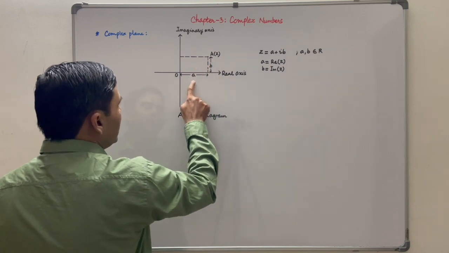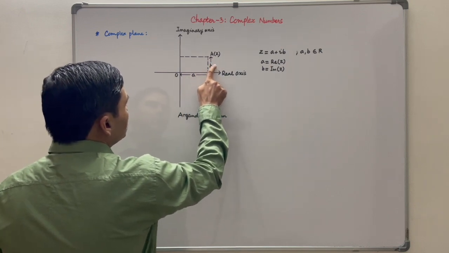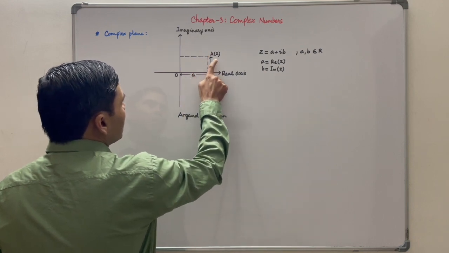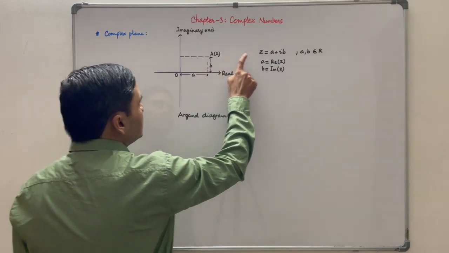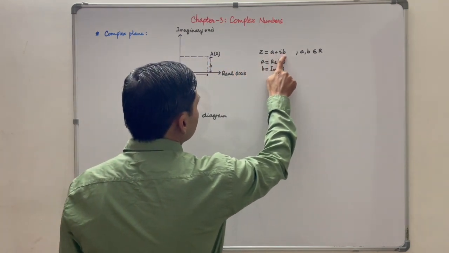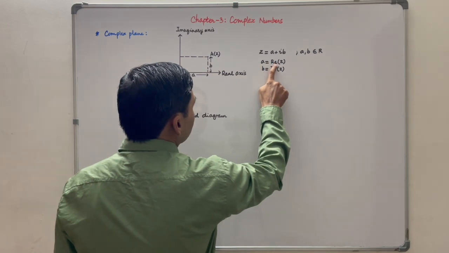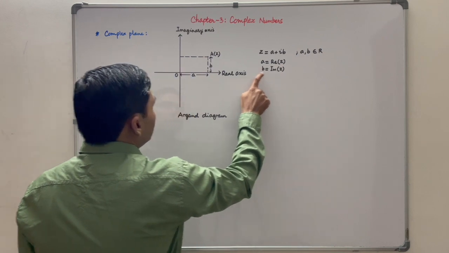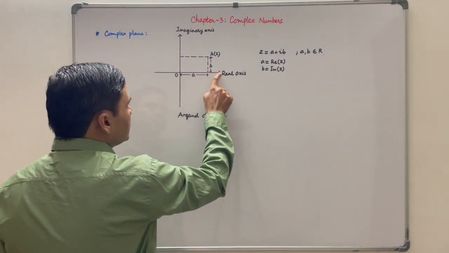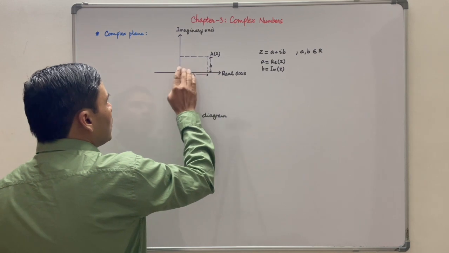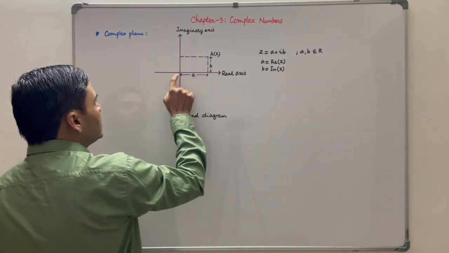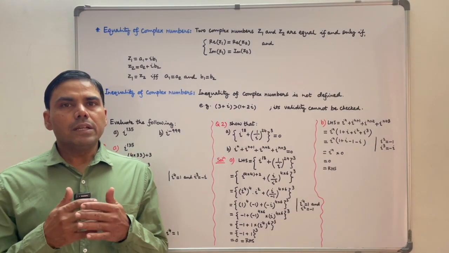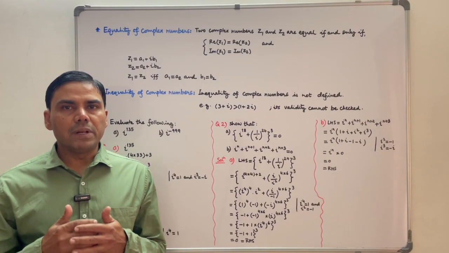Its real part is a and imaginary part is b. So point A can be represented by the ordered pair a, b, and the complex number z can be represented by z is equal to a plus ib, where a is equal to the real part of z and b is equal to the imaginary part of z. All the numbers which lie on the real axis are called purely real, and all those numbers which lie on the imaginary axis will be called purely imaginary. This is the Argand diagram.